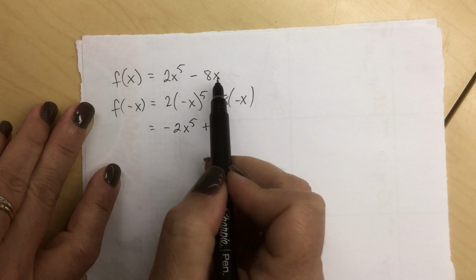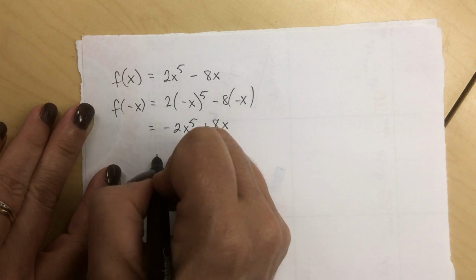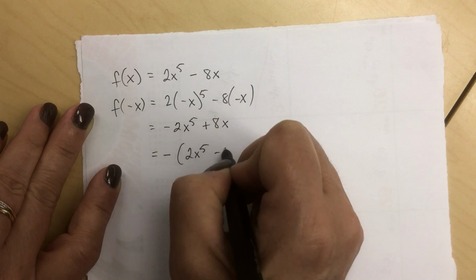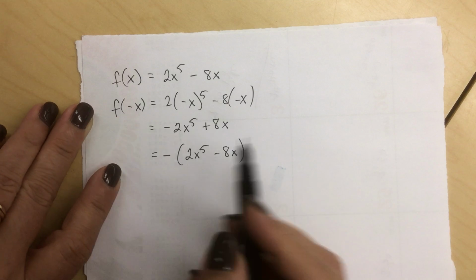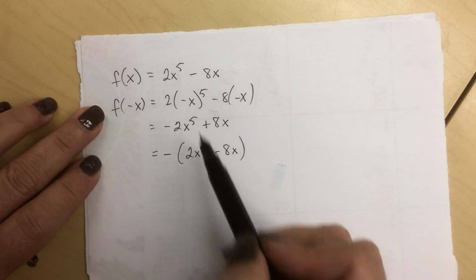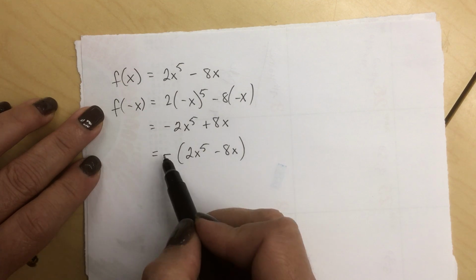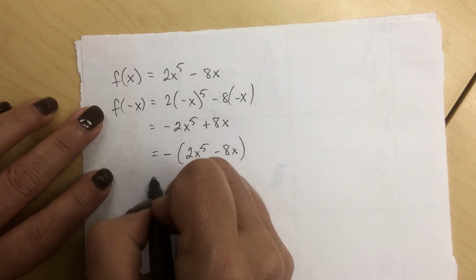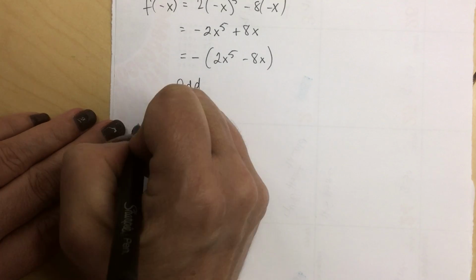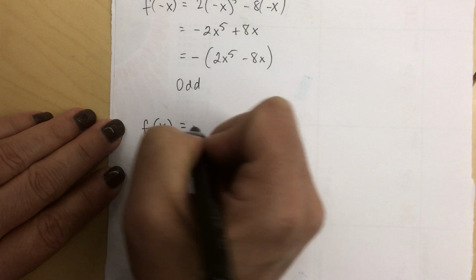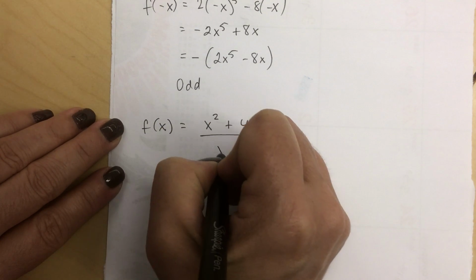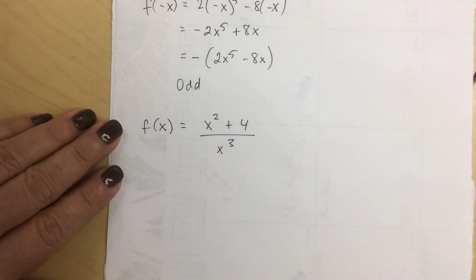Well, this is exactly the opposite of this. And if you need to see that, you can factor out a negative: 2x to the 5th minus 8x. So f of x and f of -x gave me the exact opposite. f of -x is the opposite of f of x. So this is odd. Okay, so fractions are trickier. Let's say you have x squared plus 4 over x to the 3rd.